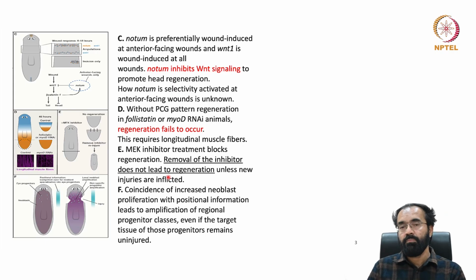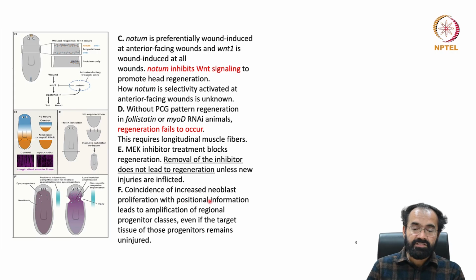Same way, if you block follistatin or you block the MEK pathway, regeneration doesn't happen, and then you withdraw the drug and tell it, okay, now you regenerate, I withdraw the drug. It doesn't happen. But if you make a fresh injury, you cut again, and then don't give any follistatin RNAi, don't give any MEK inhibitor, then you will be able to get regeneration. So what does it tell you? It tells you that wound signaling or wounding is essential to kickstart the regenerative response.